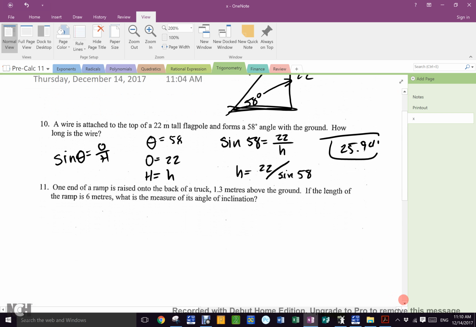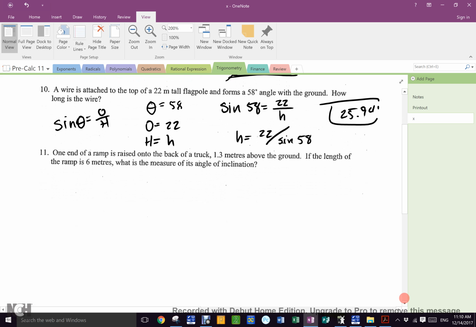What do I need to do trig? What do I need to do trig? Triangle. Boom, boom, boom. What do I know about that triangle? The ramp is raised 1.3 meters above the ground, which is the only side of this triangle that is going up from the ground. This side, 1.3. Do I know anything else about this ramp? The ramp is 6 meters long. Where's the ramp? Right there. I want the angle of inclination.